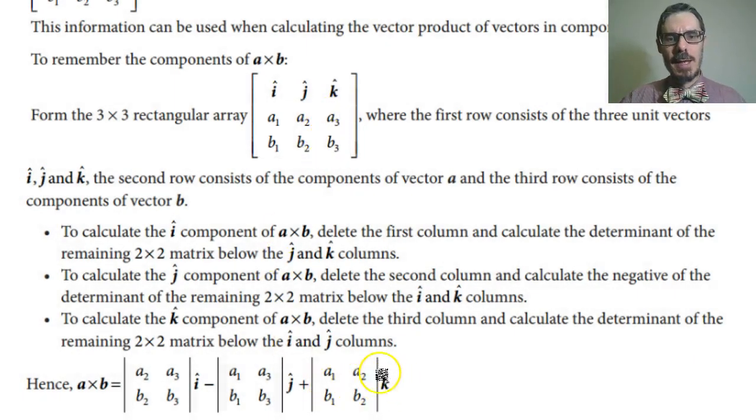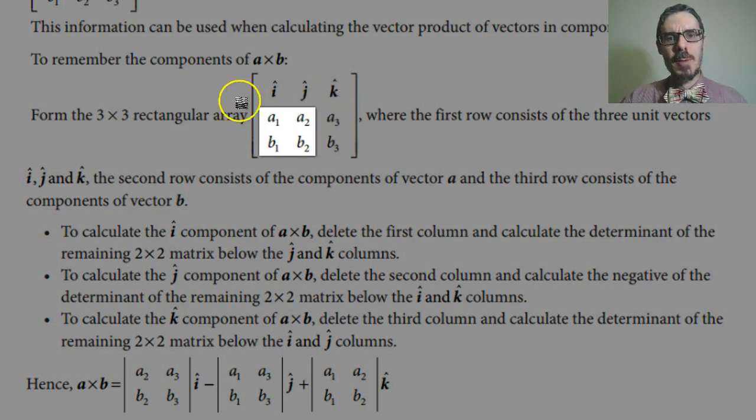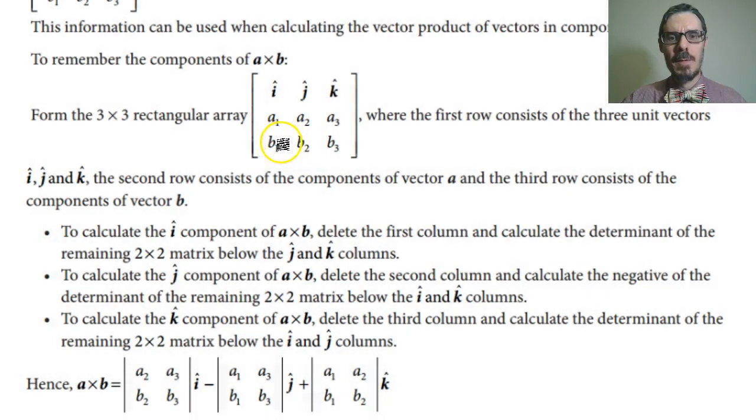And then you get k hat. You block out k hat's column and row, and you're left with 4 numbers. So you go these two multiplied, subtract these two multiplied. The only thing you then have to remember is plus, minus, plus. So it's i hat times (a2b3 minus a3b2), minus, because the second one is minus, j hat times (a1b3 minus a3b1), plus k hat times (a1b2 minus a2b1).